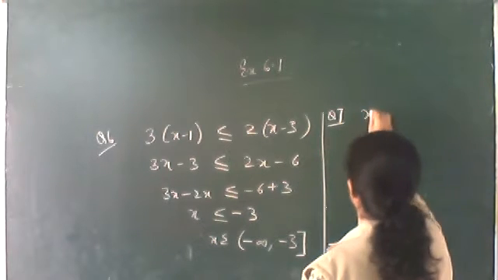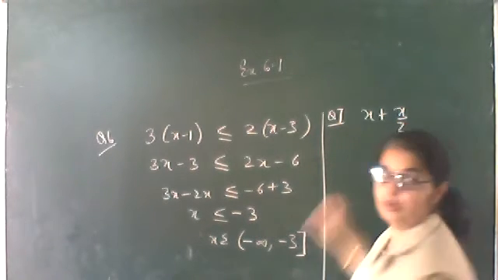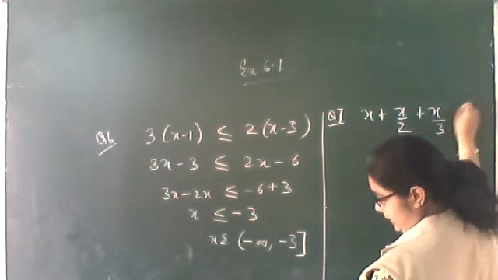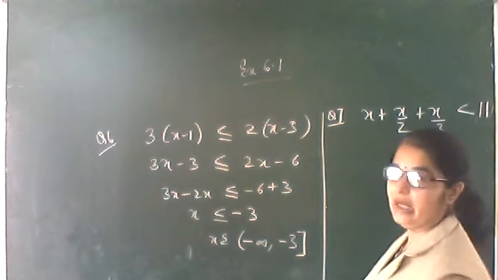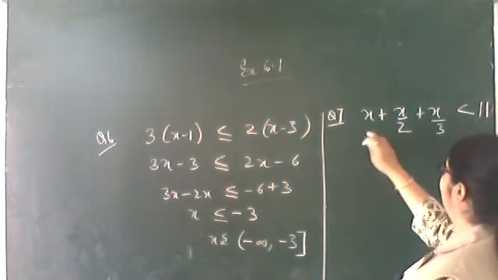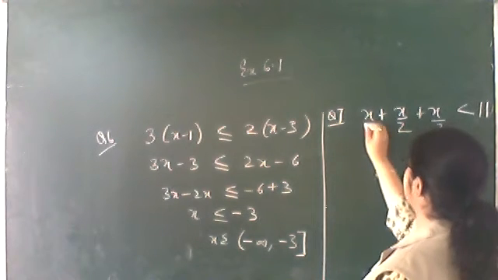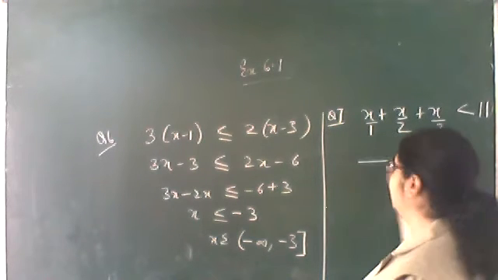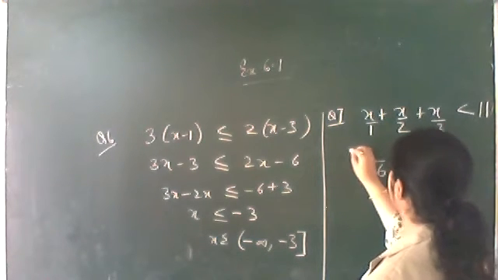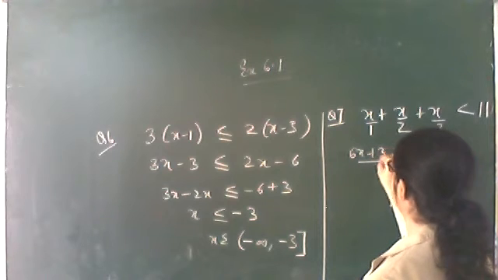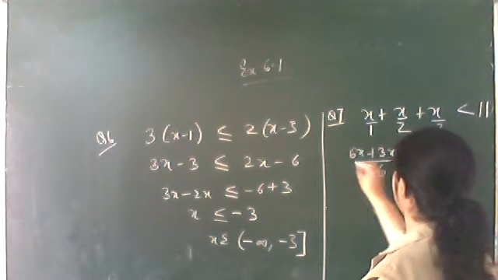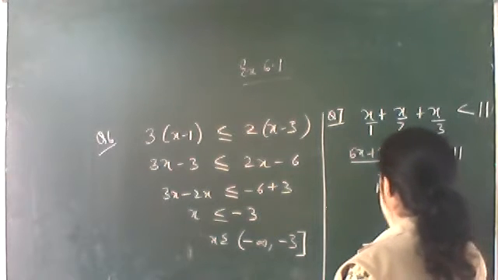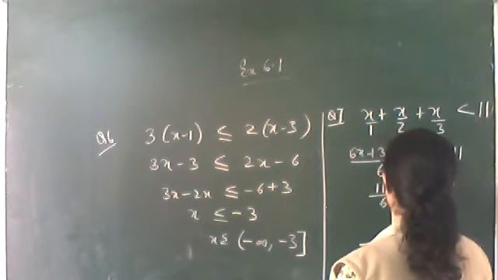That is x plus x by 2 plus x by 3 is less than 11. When you have a question like this, what will you do? You know how to do the LCM. What is the LCM of x upon 1, x upon 2, x upon 3? The LCM will be 6. So we'll have here (6x plus 3x plus 2x) upon 6 is less than 11. So 6, 7, 8, 9, 10, 11. 11x upon 6 is less than 11.